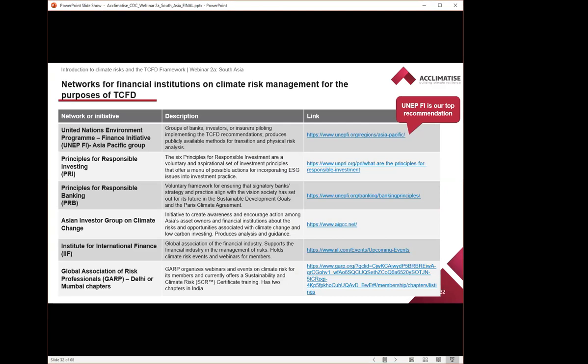They do have an Asia Pacific group, and essentially they come together and procure together in a club. They procure expertise to guide them and develop methodologies on TCFD, implementing the TCFD recommendations for physical and transition risk. So do look at these. There's also the Asian Investor Group on Climate Change, but Unipify is probably our top pick if you're thinking about joining a network to get started on TCFD. Okay, slide 33. Next slide.